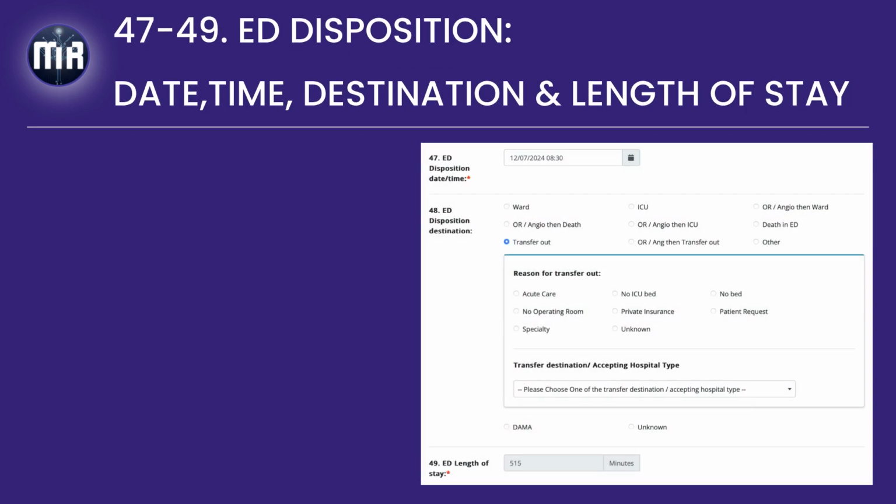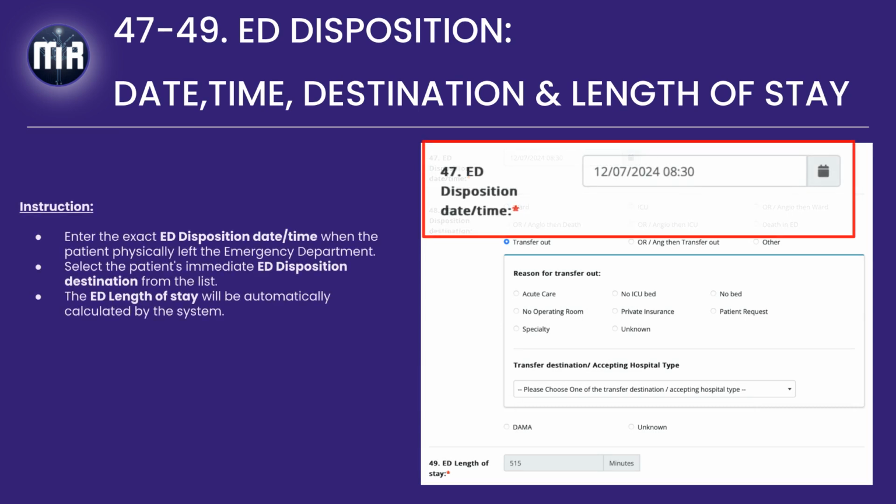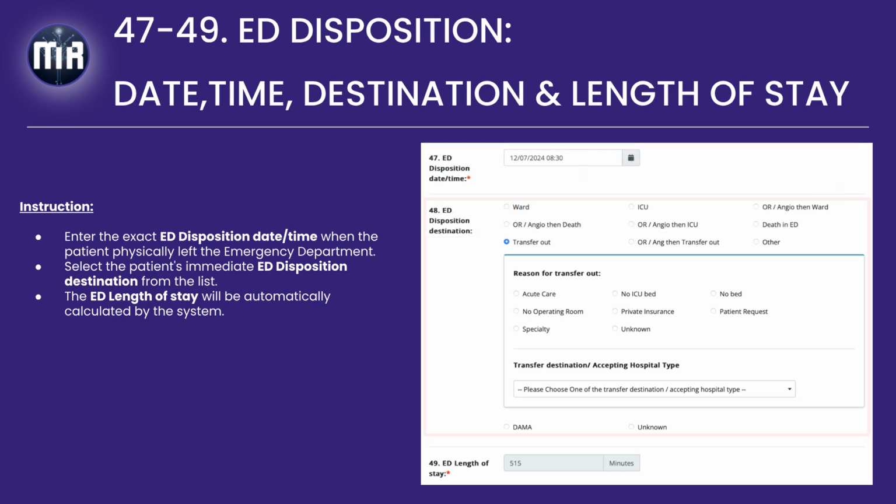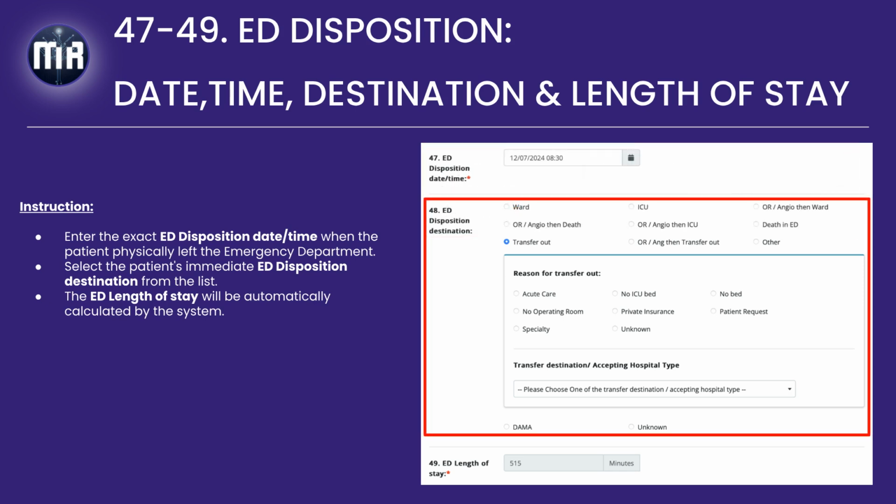We have now reached the final set of fields in Section 4, which document the conclusion of the patient's journey within the emergency department, fields 47 through 49, covering ED disposition. Your first instruction for field 47 is to enter the exact ED disposition date and time. This is the precise moment the patient physically left the emergency department to go to their next destination. Next, for field 48, you will select that immediate ED disposition destination from the comprehensive list of choices.